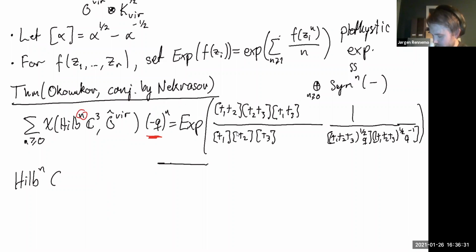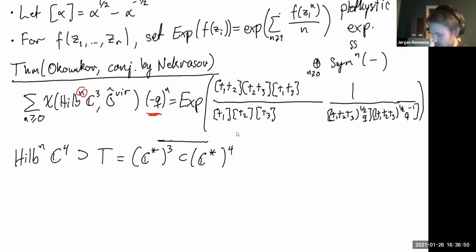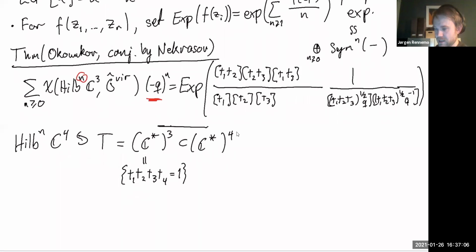Let's now do the same thing for Hilbert C4. In this case, we keep a three-dimensional torus, and this naturally acts on Hilbert C4. Which three-dimensional torus do we take? We take the one which preserves the volume form. We really need T to act in a way so that C4 is T-equivariantly Calabi-Yau.